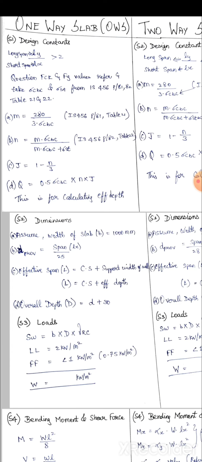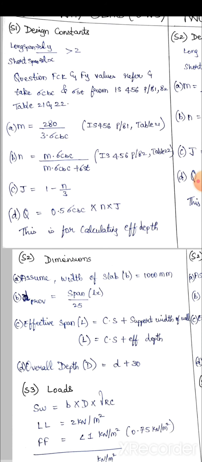Next step, design constant. Why should we find design constant? The Q value is needed to calculate effective depth in upcoming steps, so we calculate design constant. For finding Q, first you must find M, N, J values to substitute in Q formula.